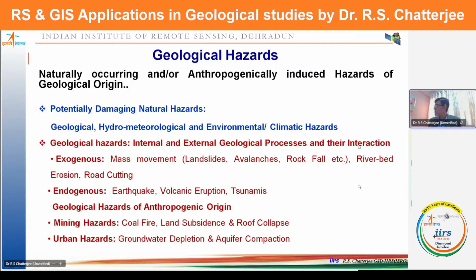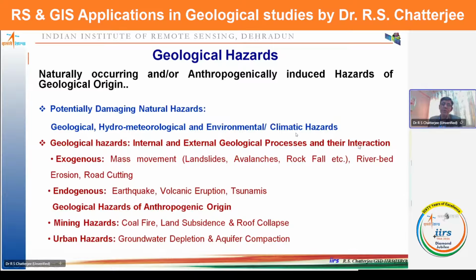Now coming to the geological hazards. I told you earlier, broadly we call them natural hazards, and there are three types of natural hazards. Geological hazards are the most important natural hazards. So how do we define geological hazards? Naturally occurring and anthropogenically induced hazards of geological origin are known as geological hazards.